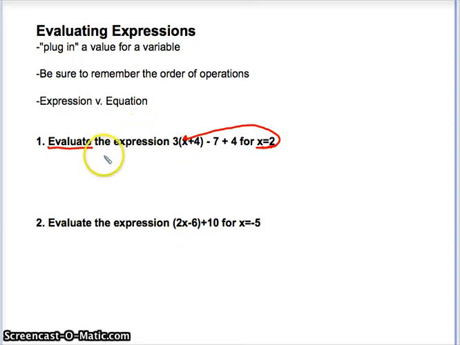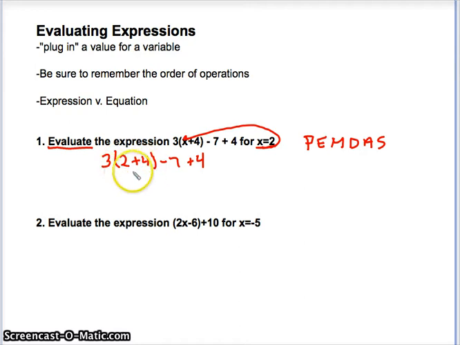So I'll rewrite this as 3 times the quantity 2 plus 4 minus 7 plus 4. At this point, we really need to remember our order of operations. Remember that first we use our parentheses. Next would be the exponents. Then we have multiplication, division, addition, and subtraction, PEMDAS.